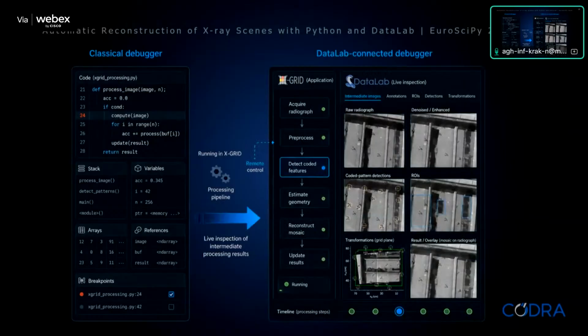So that's why we use Data Lab to connect to the XGrid application. It allows us to visualize intermediate images and to test new methods. For example, to select a region of interest that is different from the original algorithm or different processing parameters.